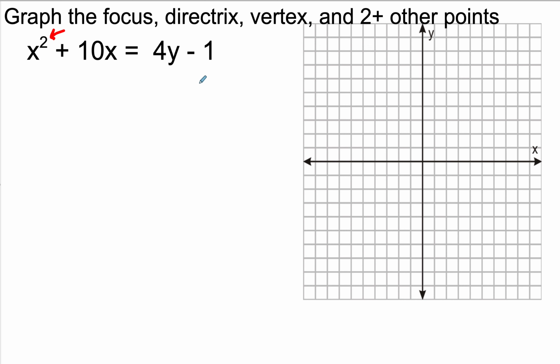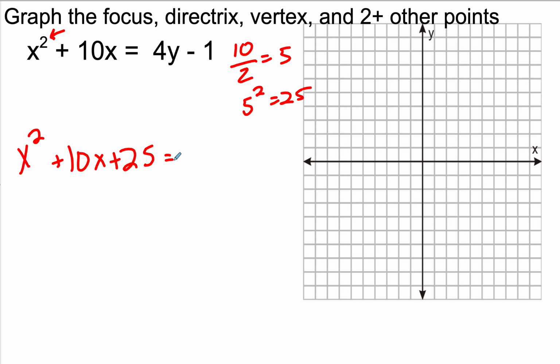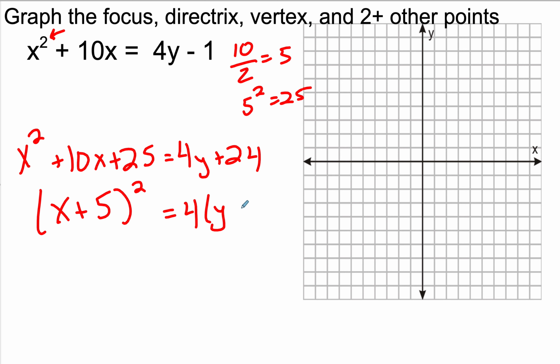So now we're already ready to complete the square. We got separation, we got 1. So what I'm going to do is complete the square. I'm going to take 10, divide it by 2, and square it. So we got x squared plus 10x plus 25 equals 4y plus 24. Okay, so I factor the left, factor out the GCF on the right, and now I'm in the standard form.